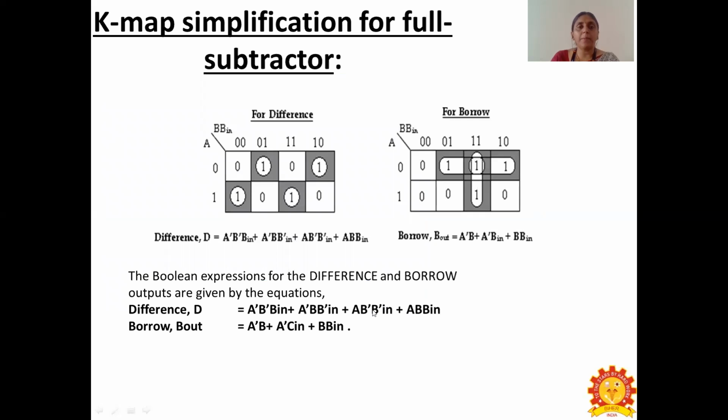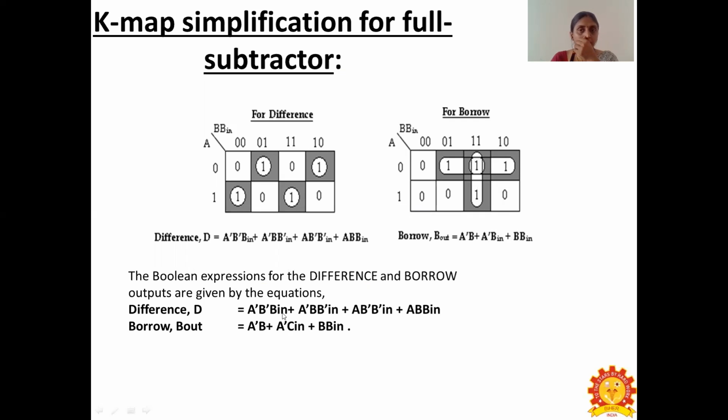And here is the K-map simplification for full subtractor. So here the difference D is given by A' B' Bin plus A' B Bin' plus A B' Bin' plus A B Bin.